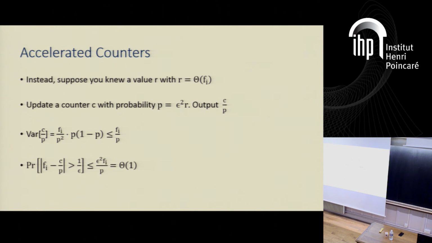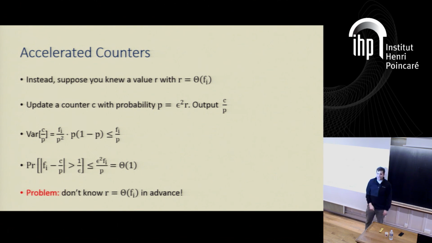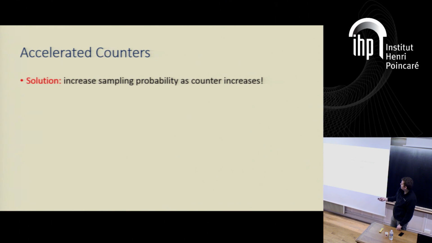Okay? So this actually works. The question is, well, we don't know r in advance, right? We're trying to compute the frequency. But we don't need a very good estimate. This r just needs to be a constant factor times the actual frequency for this thing to work. It's much easier to obtain constant factor approximations in the stream. Okay, so that actually works.